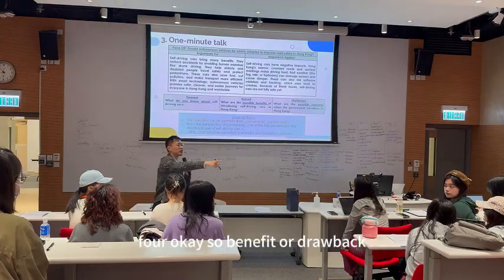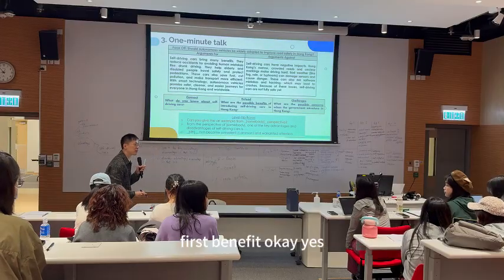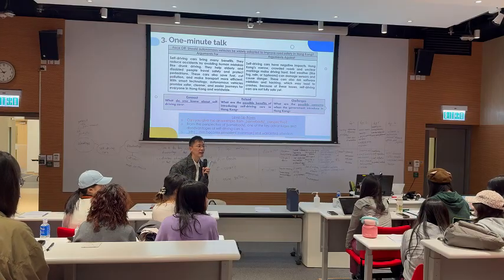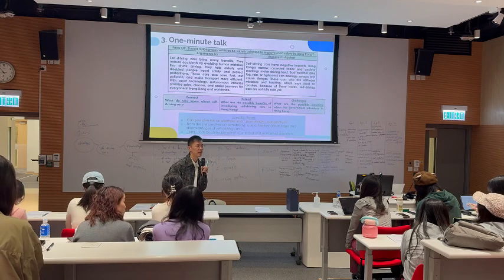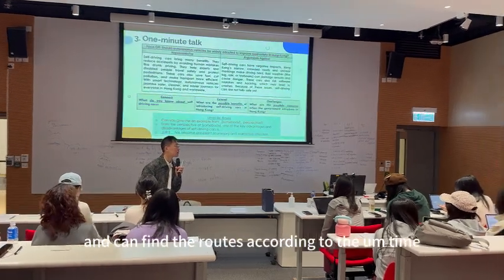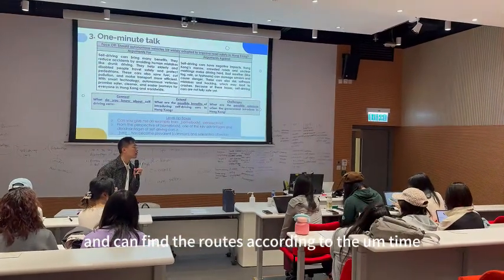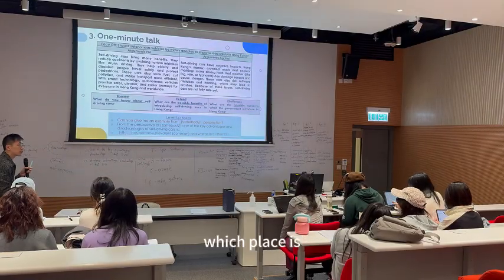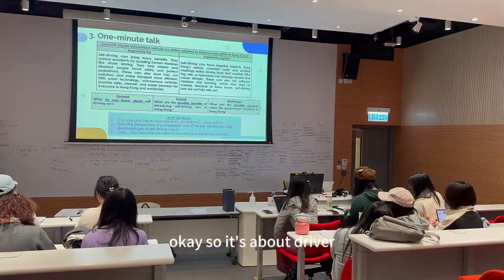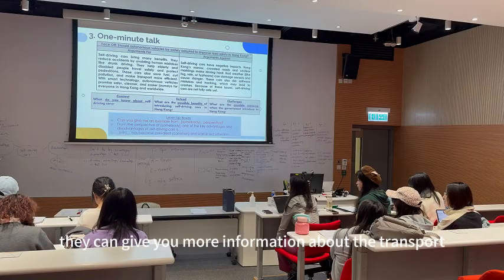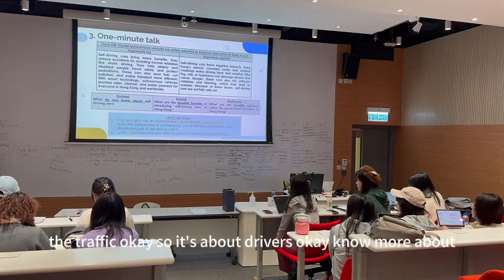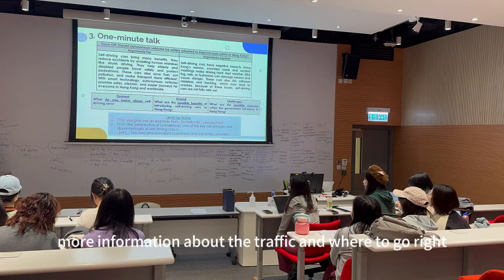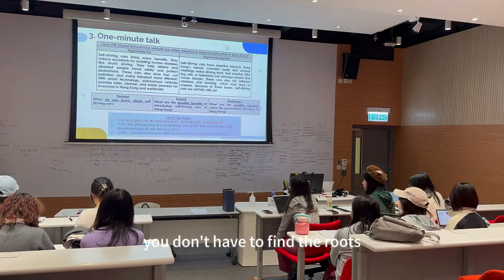Group 4. Okay, so benefit or drawback first? Benefit. The efficiency of transportation, because the self-driving cars can plan the routes according to the public transportation information, like which place is a stop. They can give you more information about the transport. Okay, so it's about drivers. You know more information about the traffic and where to go, right? You don't have to find the route. Choose the best route.